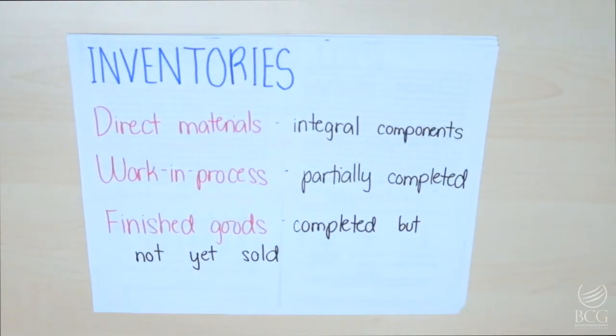Now let's move on to inventories. There are basically three types: direct materials, work in process, and finished goods. So direct materials are those that become an integral part of your product. As mentioned earlier, for the bread, it would be the ingredients. And for the second inventory, we have work in process, which are the partially completed goods. An example of this would be the dough, which was not baked yet. And last, we have the finished goods, which are the goods that are completed but not yet sold. So this would be your end product.